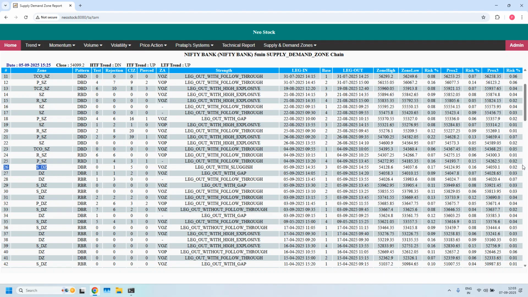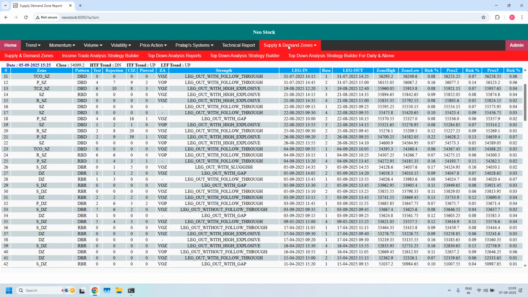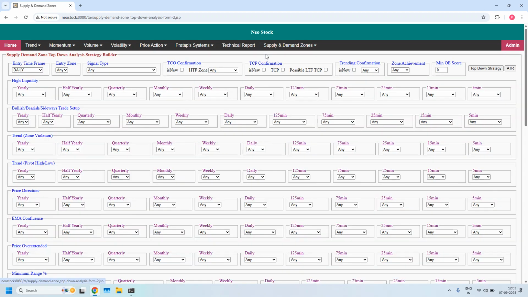bullish, bearish, sideways trade setups, that means sideways, bullish and bearish trade setups for monthly, weekly, daily and hourly income trades. For monthly income trade, sideways long trade setup, let us start with that. Entry time frame daily, entry zone, demand zone. Here bullish, bearish or sideways at entry time frame daily. I am selecting sideways long. Zone achievement should be violated opposing zone. Minimum odd enhancer score should be 11 for sideways.